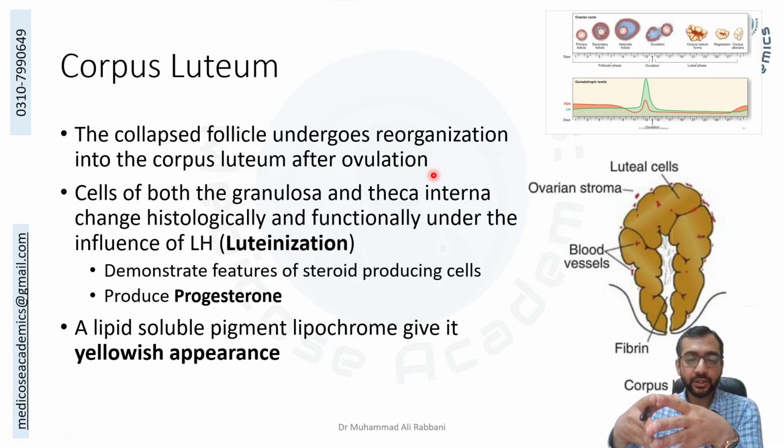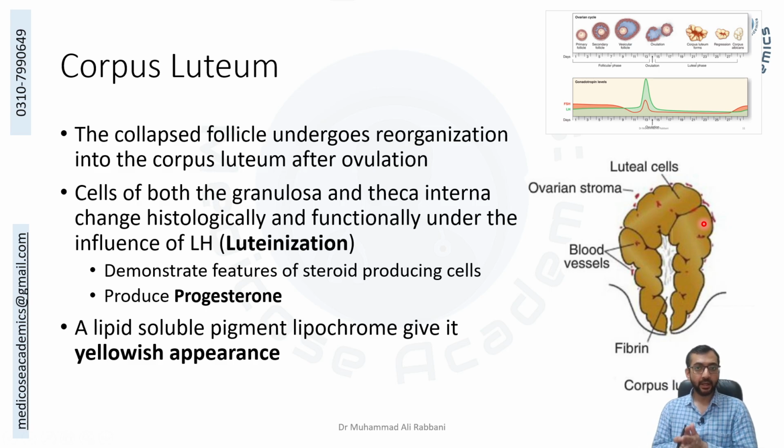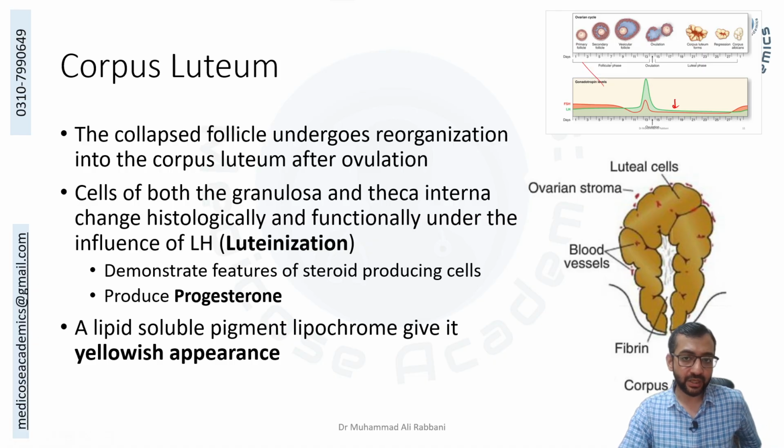So when there is ovulation, the part that is left behind, the theca interna, the theca externa, the granulosa cells, this collapsed follicle is now organized into corpus luteum. Cells of both granulosa cells and the theca interna change their histology and they function under the influence of luteinizing hormone, now the dominant gonadotrophin at this part of the cycle, and now they are relatively yellowish in appearance. They get lipochrome pigment in them. That is why that is called corpus luteum.